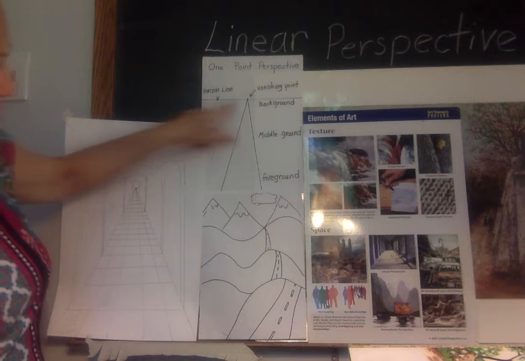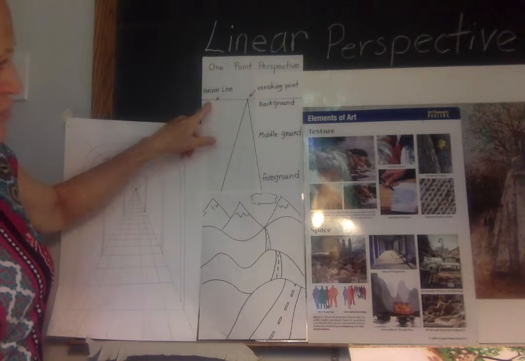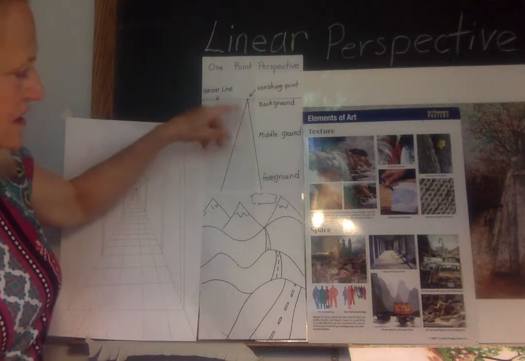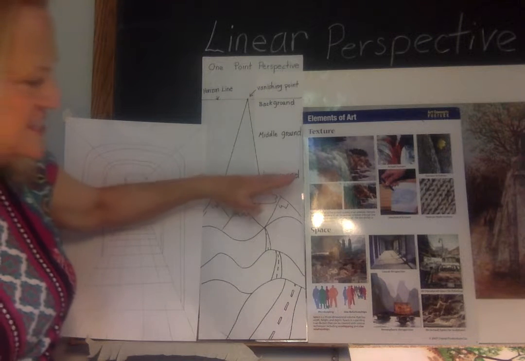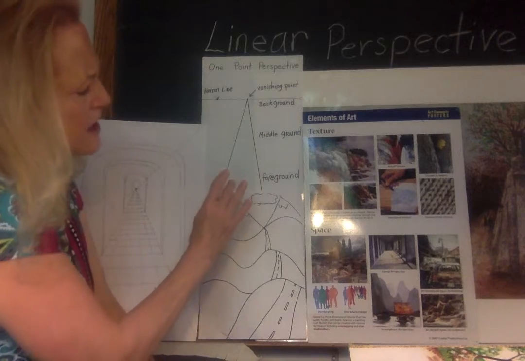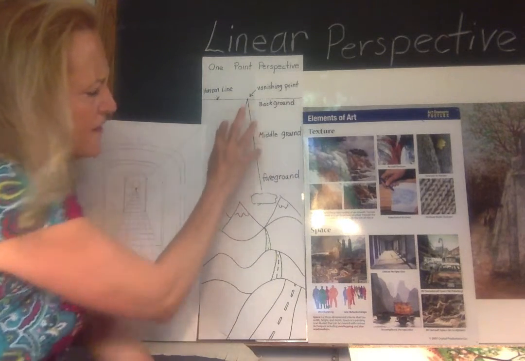We're going to have a horizon line. It doesn't have to be straight. It could be wavy. It could be mountains, all kinds of things. We're going to show different depth, like our background has a deep quality to it.